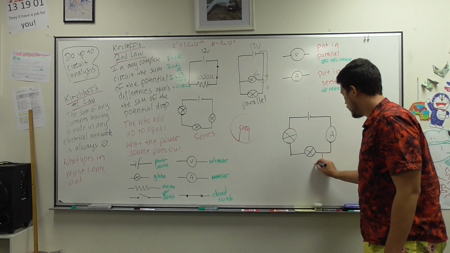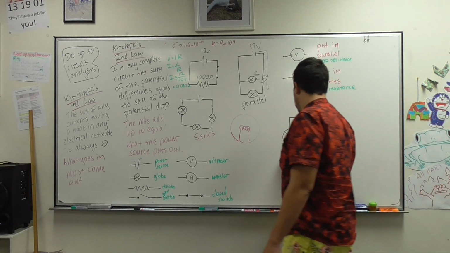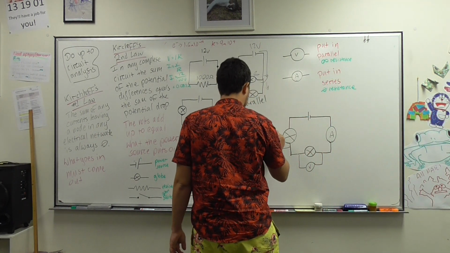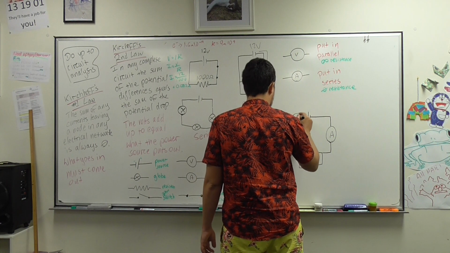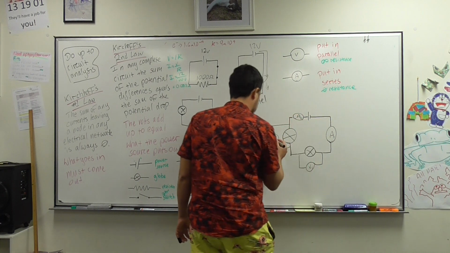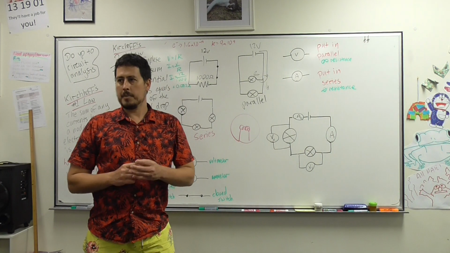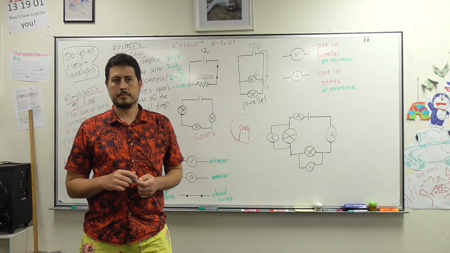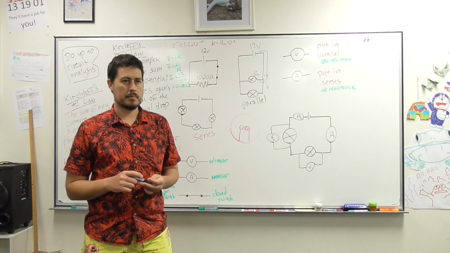So now we have a voltmeter here and an ammeter there. Let's put another voltmeter here, and let's put another ammeter here. We'll call them ammeter 1, ammeter 2, voltmeter 1, voltmeter 2. Now what's the difference between the reading on ammeter 1 and ammeter 2? Will they have a difference or they won't? Yes or no? No, they won't.